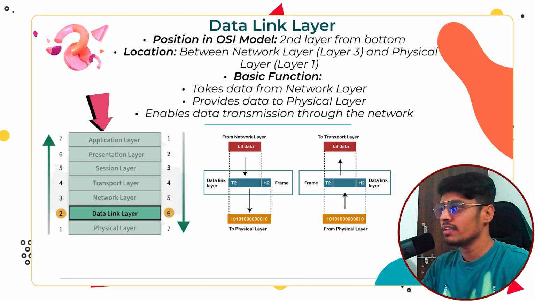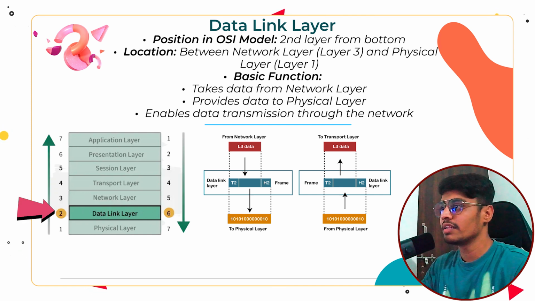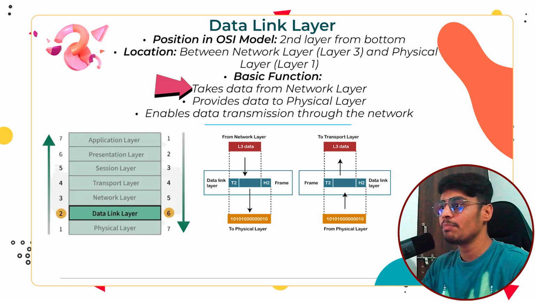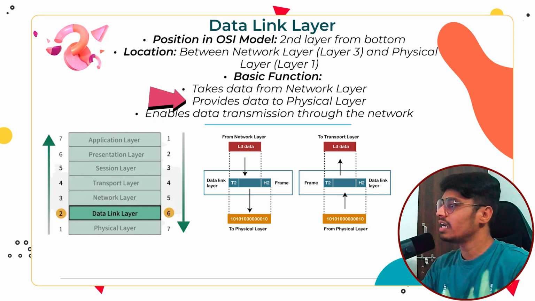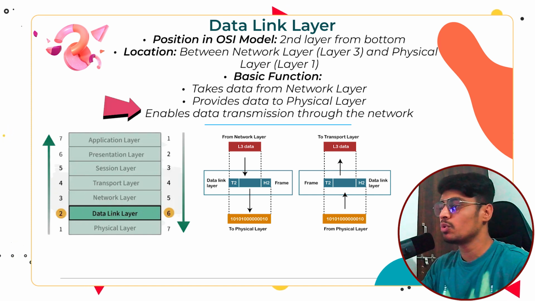So, the data link layer in the OSI model is the second layer from the bottom. You can also call it the layer that sits in between network layer and physical layer. It takes data from network layer and provides data to the physical layer, and then the physical layer sends the data further through the network so that it can be received by the receiver. It enables data transmission through the network.